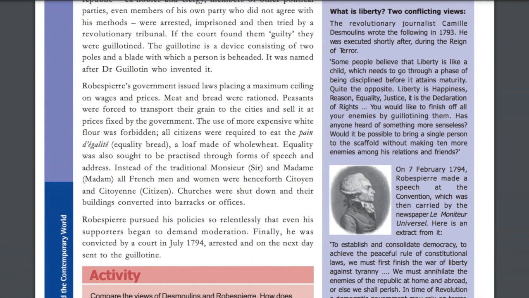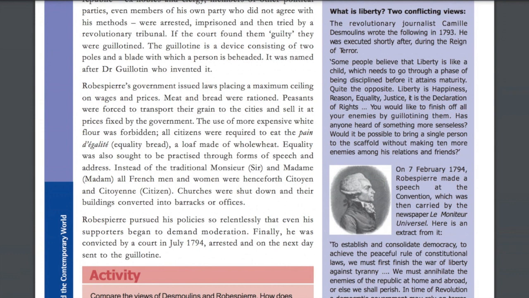Equality was sought to be practiced through forms of speech and address. Instead of the traditional monsieur, sir, and madame, madam, all French men and women were henceforth citoyen and citoyenne, which is for citizen. Churches were shut down and their buildings were converted into barracks or offices.